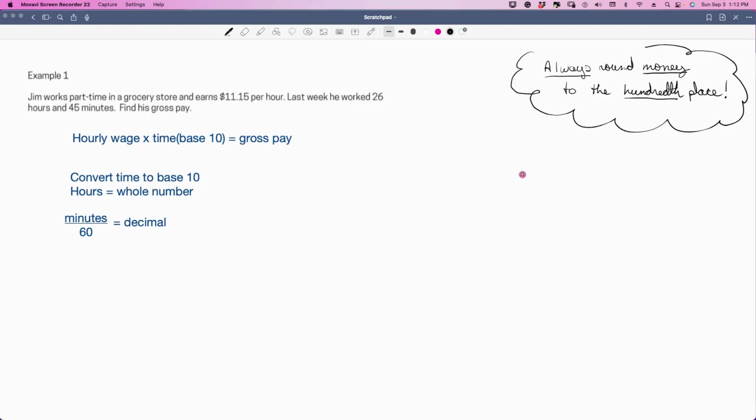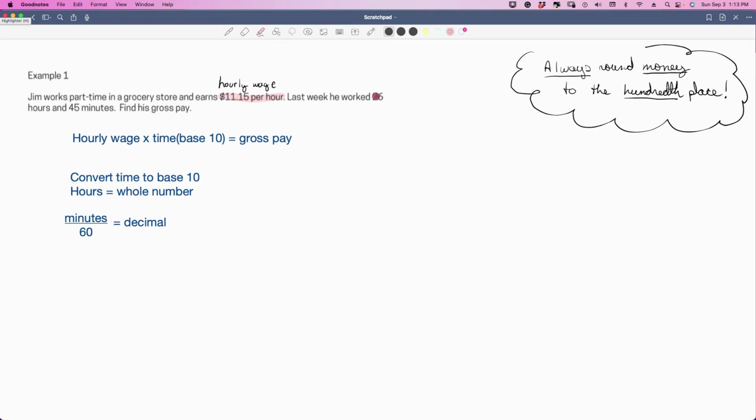In example 1, Jim works part-time at a grocery store and he earns $11.15 per hour. So that's our first little bit of data and information that we need to know. That's his hourly wage, right? That's how much you make per hour.